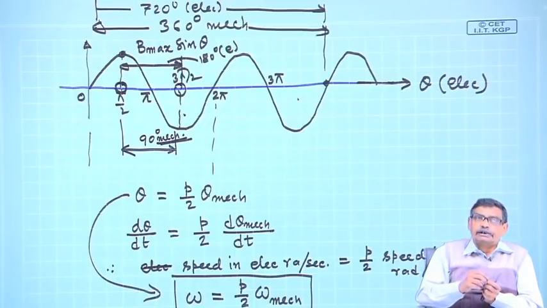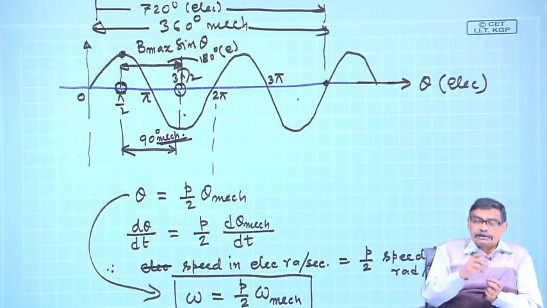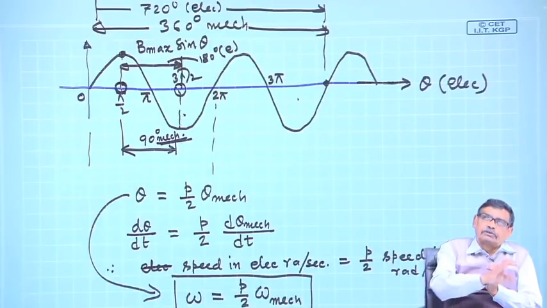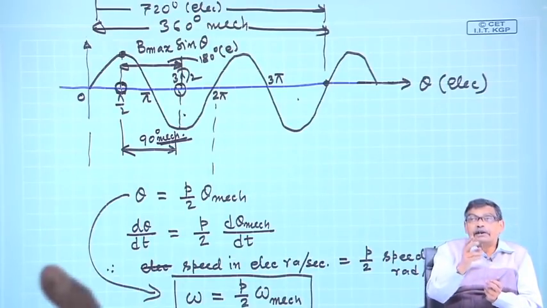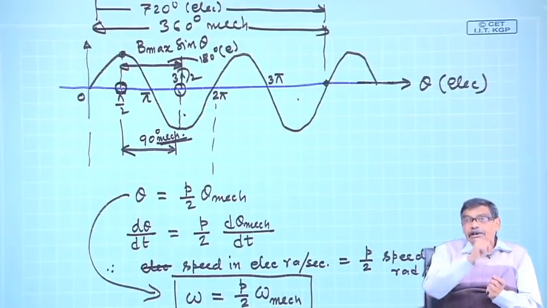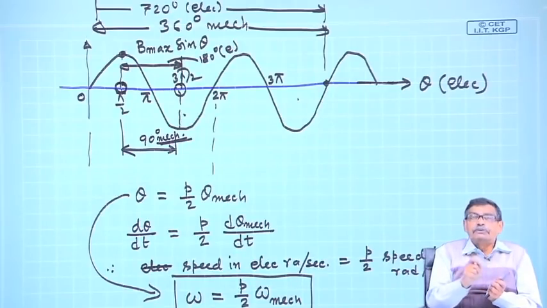If it is a 6-pole machine, then 1/6, that is 360 degree by 6 is 60 degree. First 60 degree mechanical, say under south pole, next 60 will be under north pole, next 60 will be under south pole, north pole, south pole. So, there will be 3 pair of poles, P by 2 will be 3. Therefore, 3 cycles of EMF will be produced as the conductor makes one complete mechanical revolution.